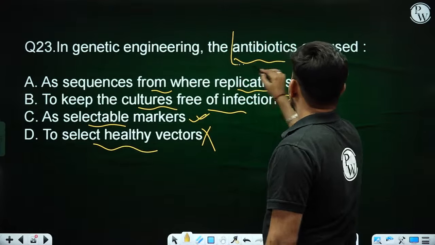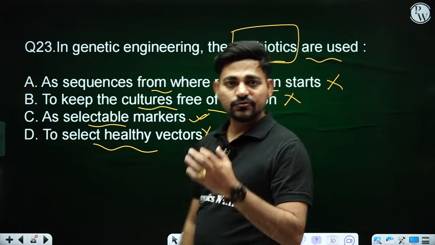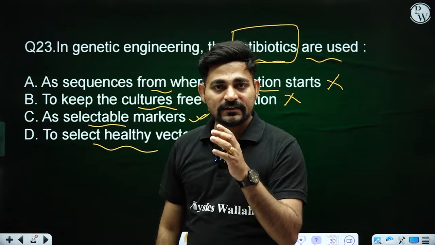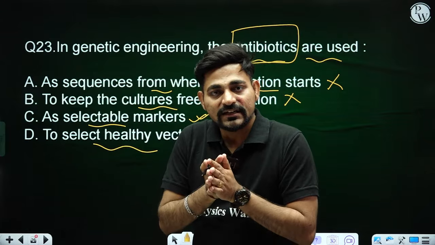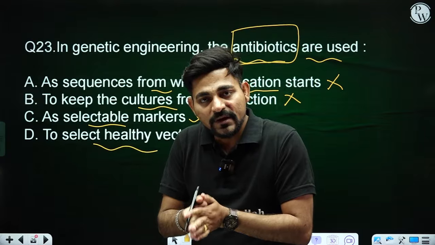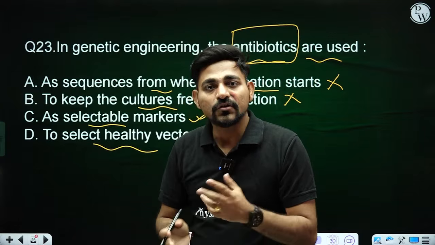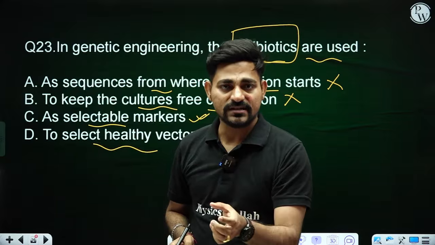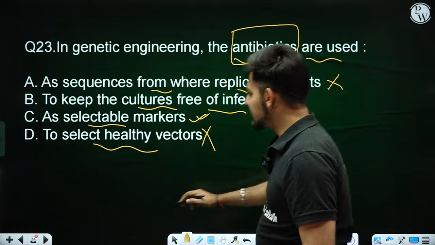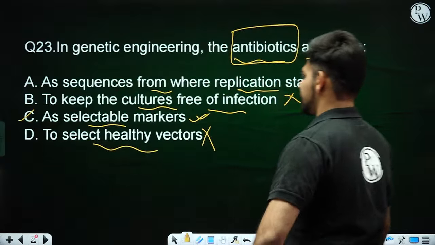Okay, antibiotics are used to check whether the antibiotic resistant gene is present inside the cultured bacterial colony or not. So antibiotics are used for searching selectable markers. That's why yes, option C will be the answer.